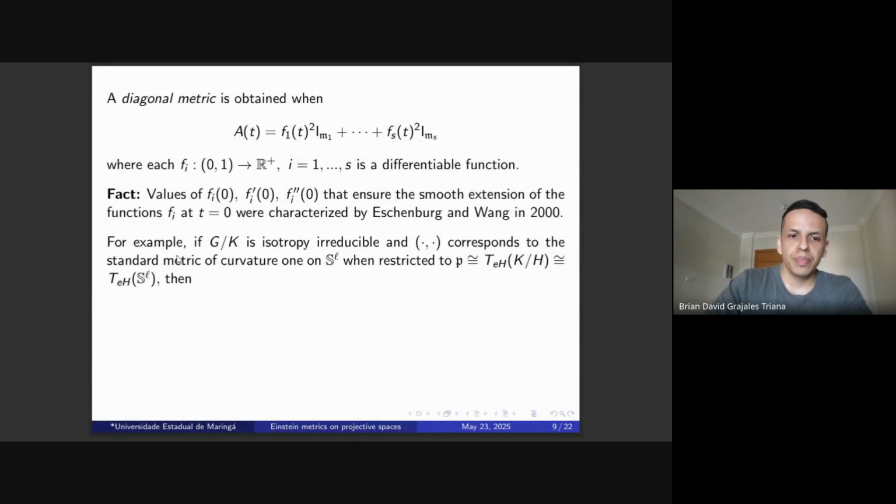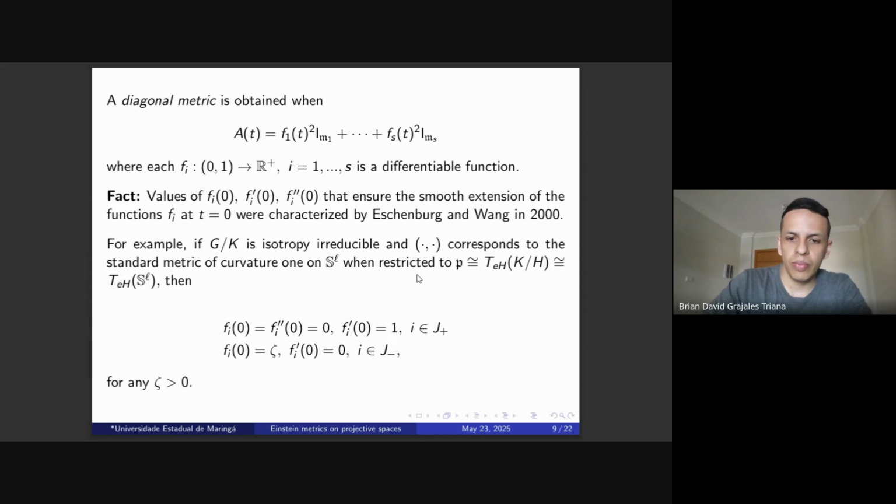So the thing is that these conditions are difficult to write, and the answer is no, because the paper by Eschenburg and Wang is very detailed, and if you understand the paper, you know how the conditions at 0 must be, okay? So for example, if this invariant inner product restricts to the standard metric of curvature 1 on this homogeneous space, which is the sphere, then we have these conditions on the functions f_i. Okay.